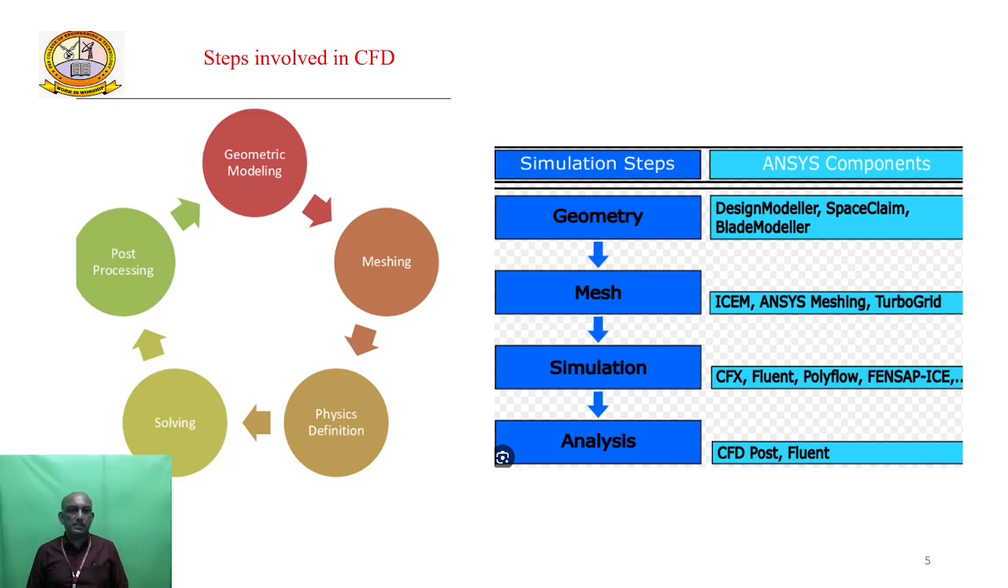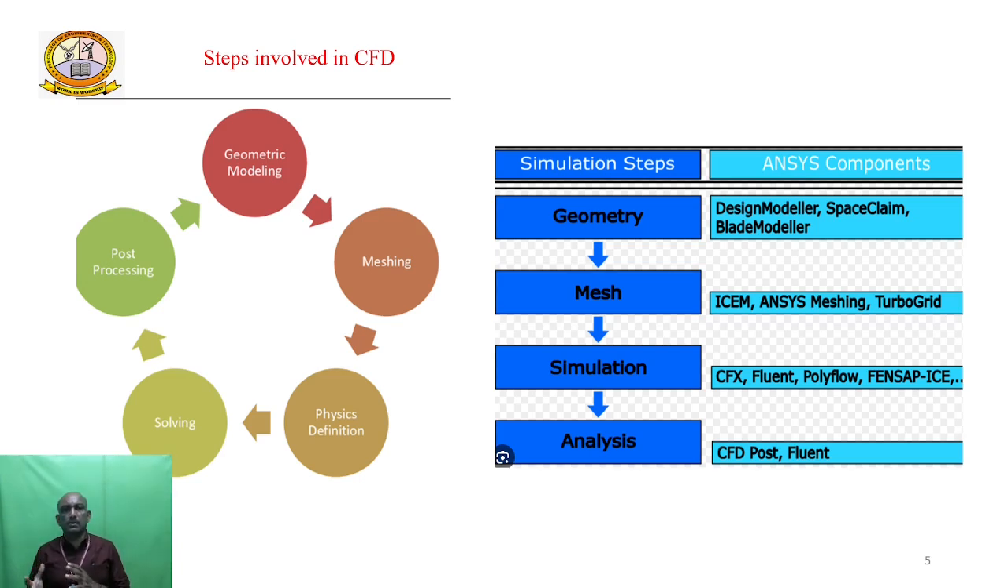Then post processing. In post processing we simulate the fluid flow as a velocity contour, pressure contour or density contour. So in that we can easily visualize how much pressure there is at the inlet condition, and how this pressure varies, whether it reduces, increases or remains constant.